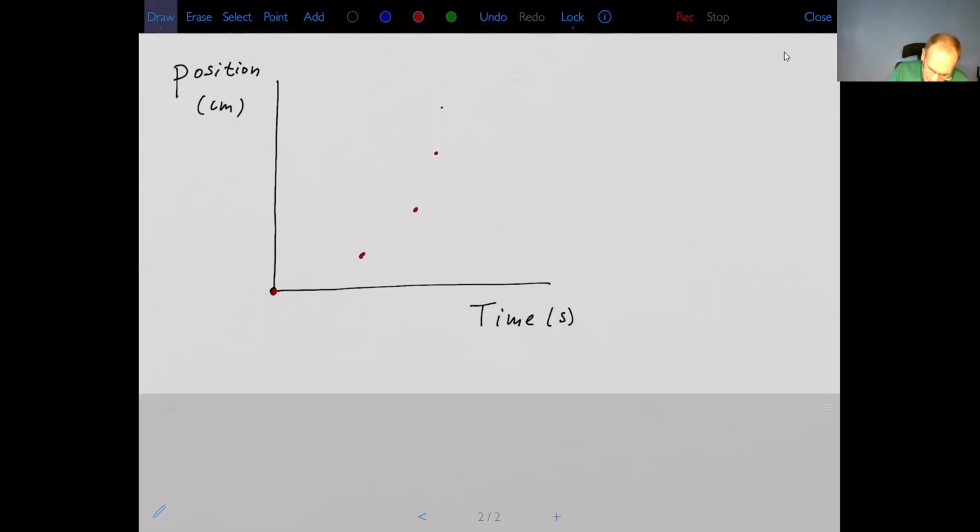Something like that, right? It's going to be a parabolic graph or a quadratic function. So something like that. Okay, so when you do this plot, you want to do a quadratic fit, and it should look something like that.